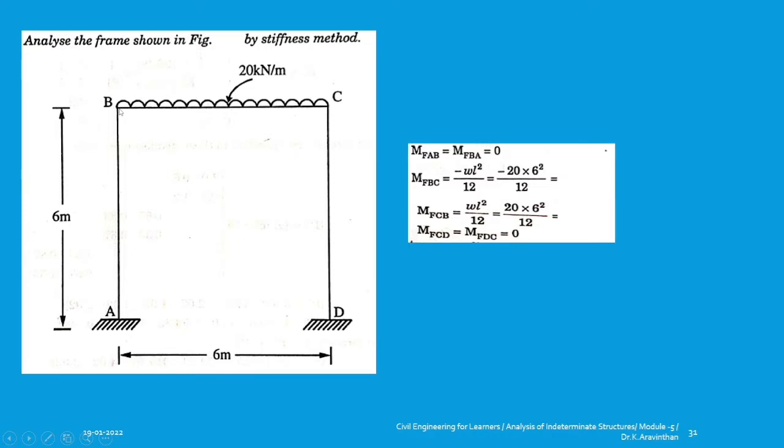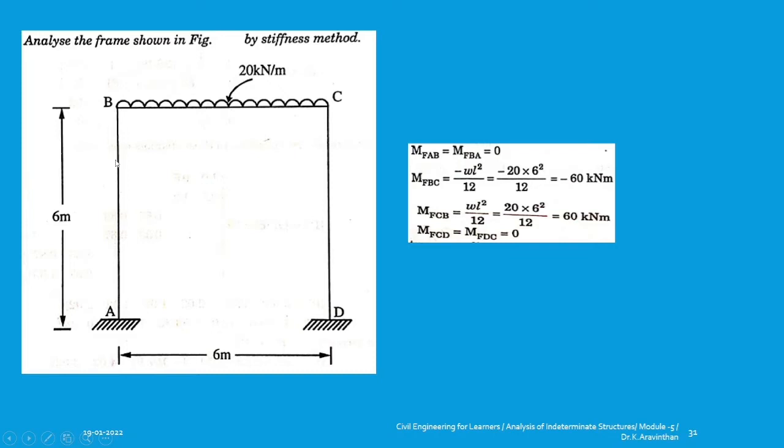You will have bending moment at B and C. In between these two joints you have a member with a load. With a uniformly distributed load of 20 kN per meter, the formula is WL square by 12, minus for BC and plus for CB. Substituting W as 20 and the span L as 6 meter, it will be minus 60 kN meter and plus 60 kN meter.